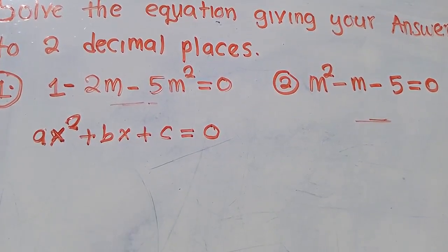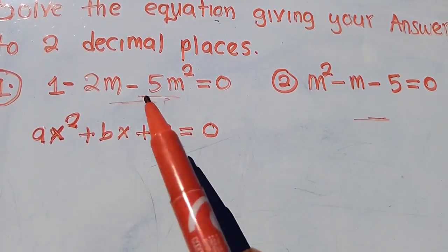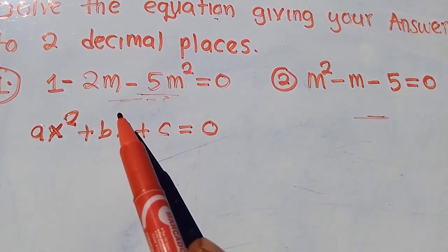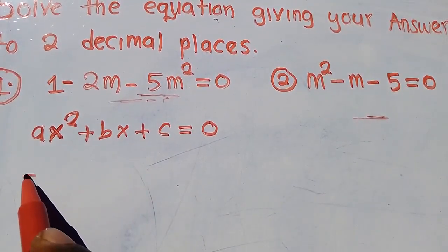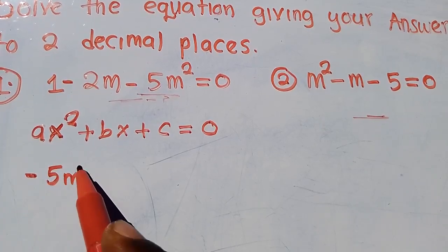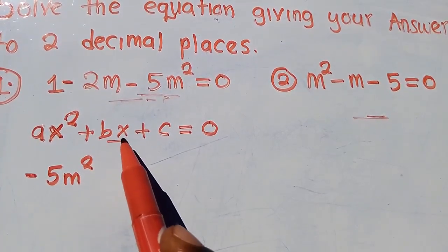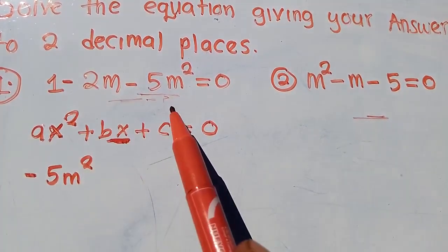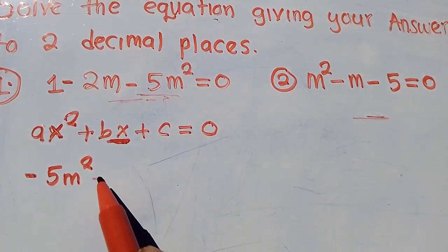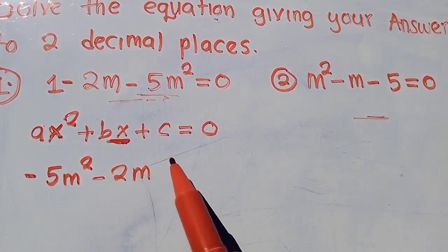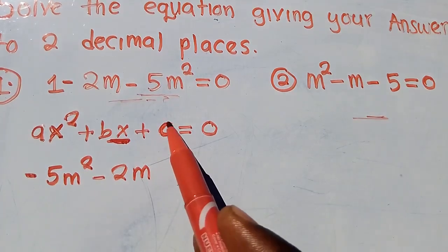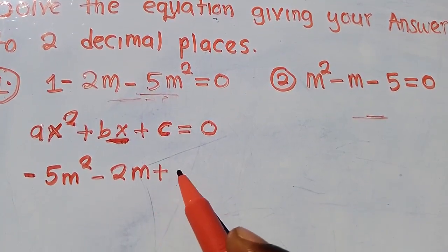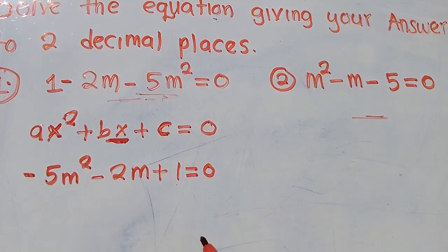So here it is, this one. Nothing is crossing the equal sign here. They are all on the left side, meaning we just maintain the signs. So that is negative 5m squared. What should follow is the one not having a power. Here I have x, but in my equation there is m. So I follow that order: minus 2m. This is a c, standing for a constant, so a constant should follow. That is positive 1 plus 1, which is equal to 0.